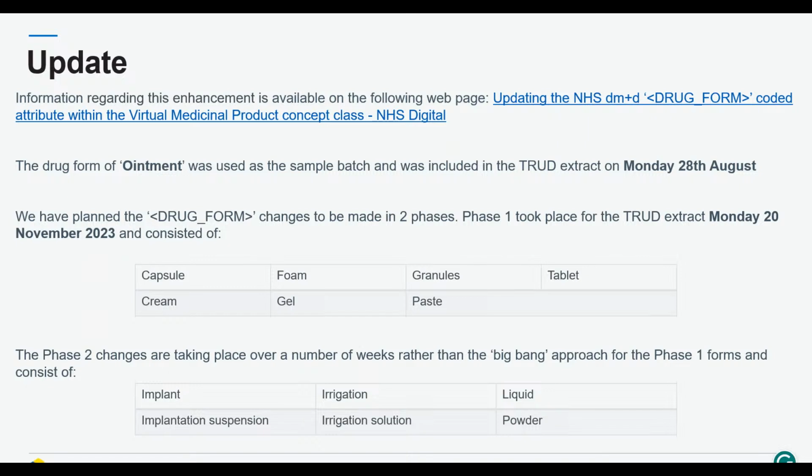So we have completed the phase 1 changes, and they were done in November 23, and the 7 forms, as you can see, are on the screen. Now we're moving on to the phase 2 changes. The difference between phase 1 and phase 2 is that phase 1 all took place in a single week in the DM&D data in November, and the phase 2 changes are going to take place over a number of weeks. The 6 forms that are going to be changed as part of phase 2 are at the bottom. So implant, implantation, suspension, etc. If I could just move on to the next slide, please.